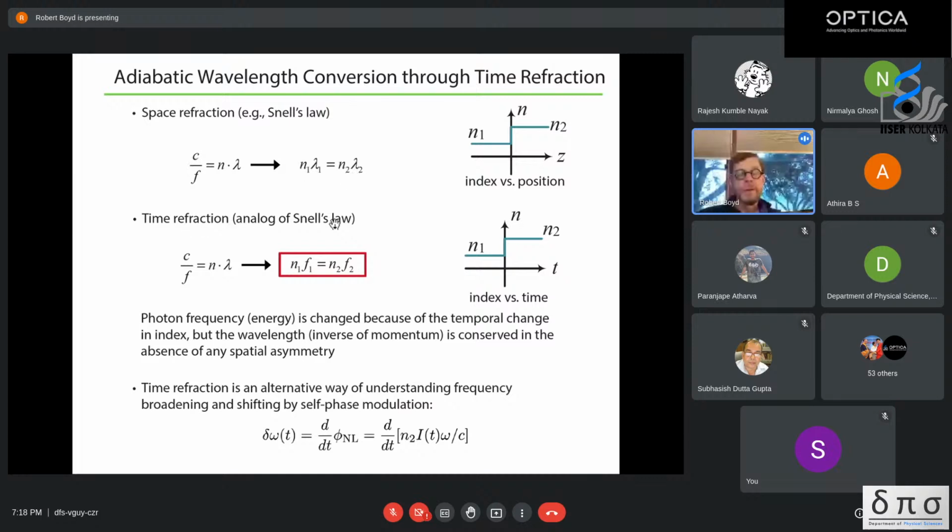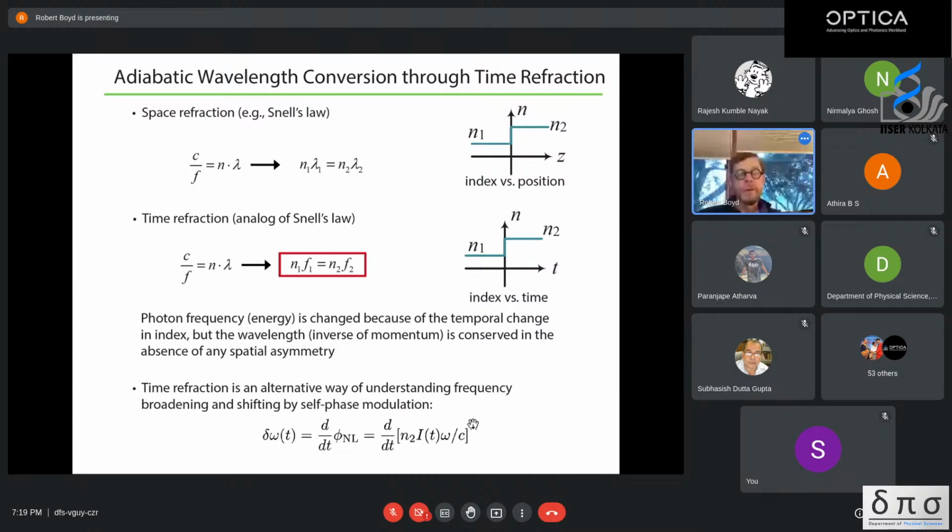Now, there's something called time refraction. Let's think of a material in which at a sudden instant of time, the refractive index is changed everywhere in the material from N1 to N2. Now, in this situation, there's no mechanism for changing the wavelength, but it's the frequency that changes in accordance with this formula here.